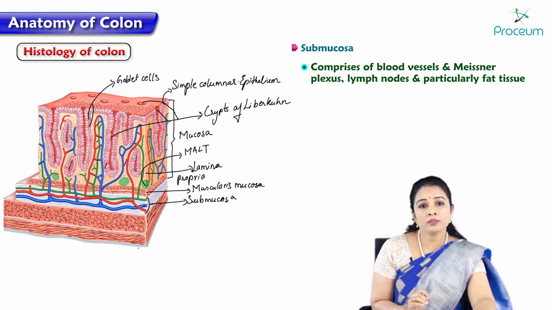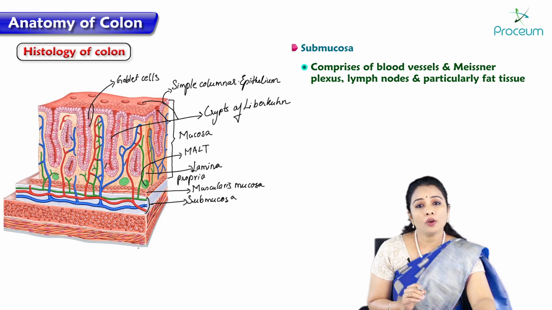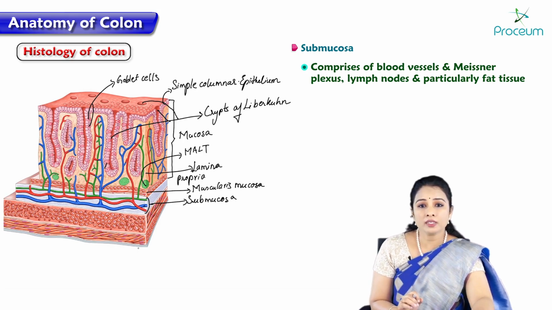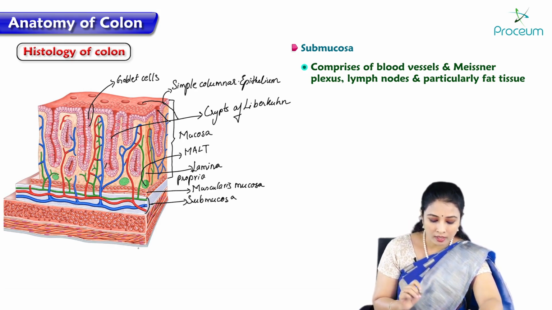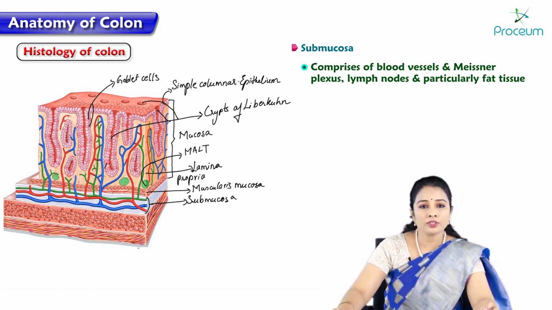Submucosa comprises blood vessels, so we can see several blood vessels, lymphatics, and it also contains Meissner's plexus, Meissner's nerve plexus, and it contains lymph nodes and particularly fat tissue.